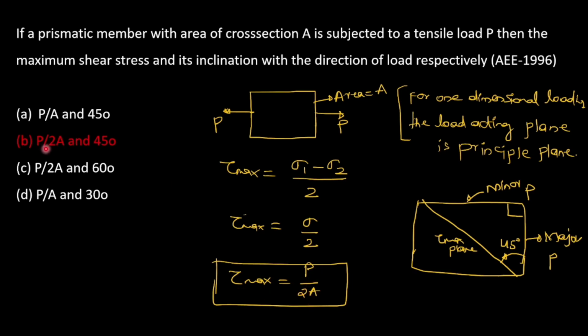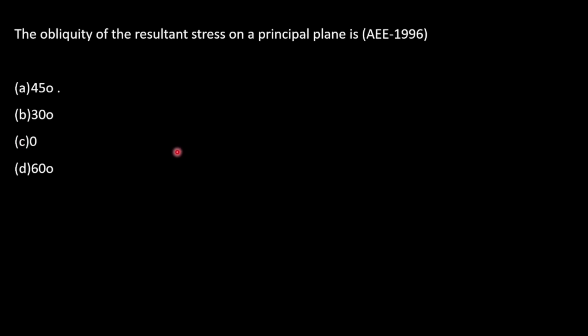So options B and C are the same. The second part of the question asks about its inclination with the direction of load. We know that the maximum shear stress acts on a plane that makes an angle of 45 degree with the vertical plane. So option B is the correct answer.